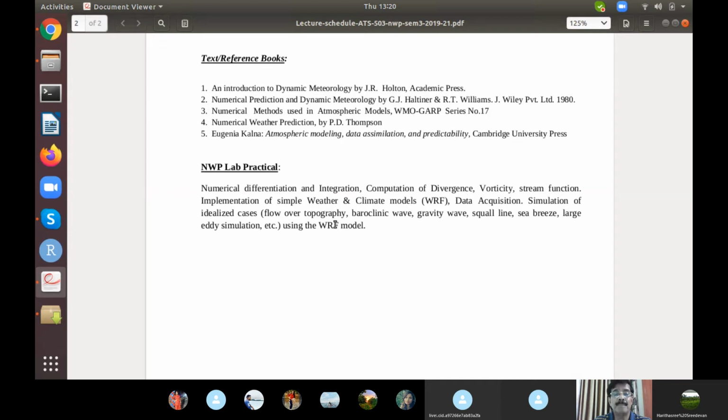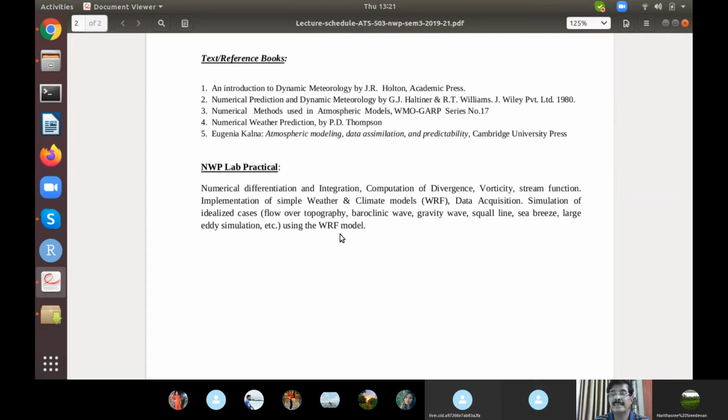Then we shall try to implement some simple weather prediction models and climate models like WRF, which can be used for both modes, in weather prediction mode as well as in climate mode. Although people use some other climate models now, like RCM and many others, even WRF can be used in the climate mode to run the climate model.